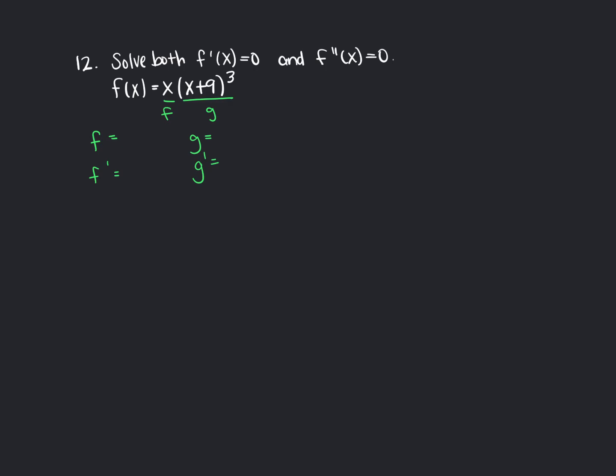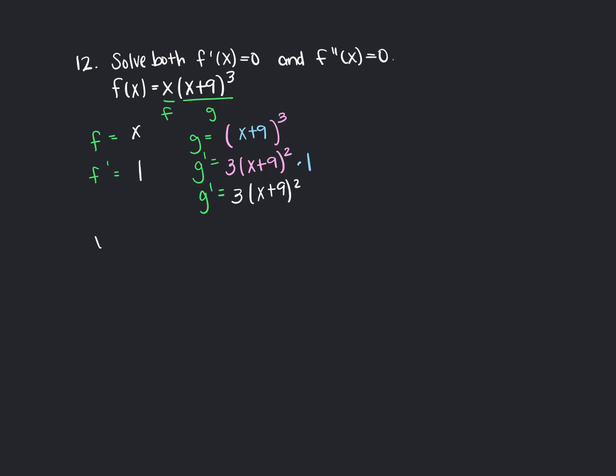So f is x, so that means f prime is 1. G is (x plus 9) to the 3rd, where something to the 3rd power is my outside function and x plus 9 is my inside. So that derivative using the chain rule is going to be 3 times that something to the 2nd power, and then I multiply by the derivative of the inside, which is just 1. So I get g prime is going to be equal to 3 times (x plus 9) squared.